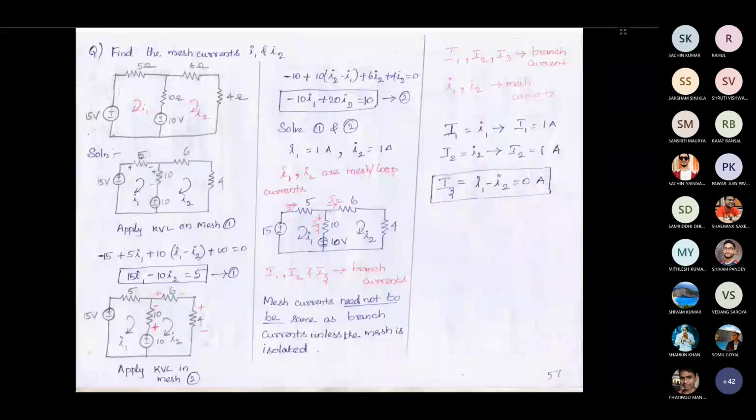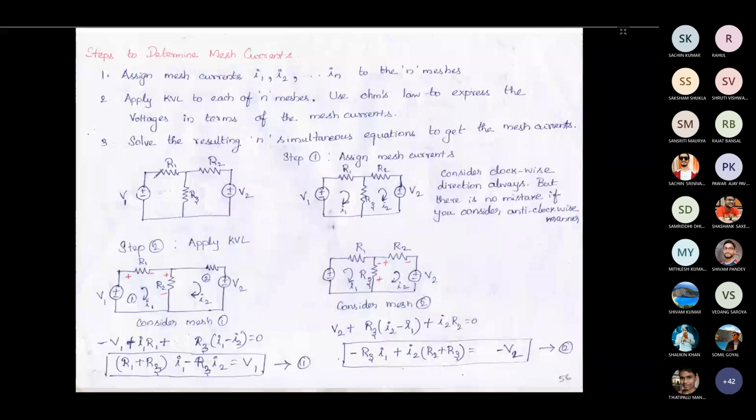So in mesh analysis, what we need to do is we have to assume the current direction for the loops available in the circuit. Then we have to solve the circuit based on this assumed current direction. If the assumed current direction is entering the resistor, we will consider it as a positive polarity, and wherever current is leaving, we will consider it as a negative polarity. We have to solve one mesh at a time. So for the first mesh, we have to write the KVL equation.